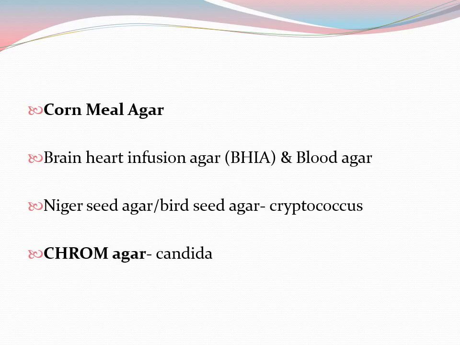Then there is another media, brain heart infusion agar, and blood agar. They are being used for the fastidious fungus like Histoplasma, Cryptococcus. Then Niger seed agar, bird seed agar. So they are used for Cryptococcus, and CHROMagar, which is specifically used in Candida. So this CHROMagar is a chromogenic media, and on the basis of different color production, different species of Candida are being differentiated.